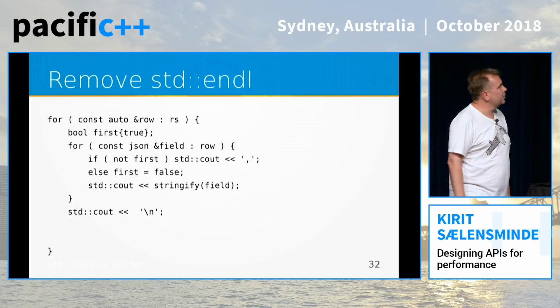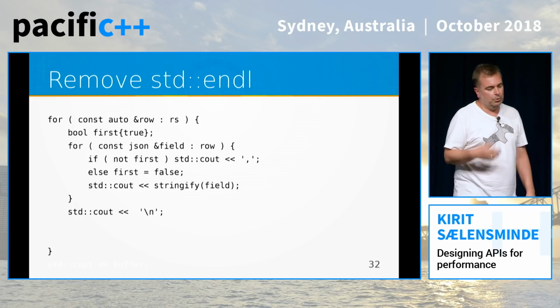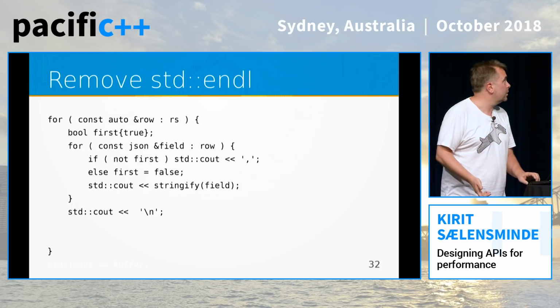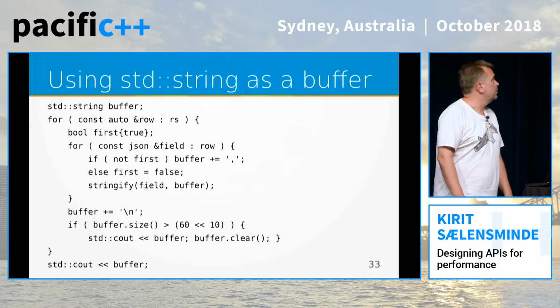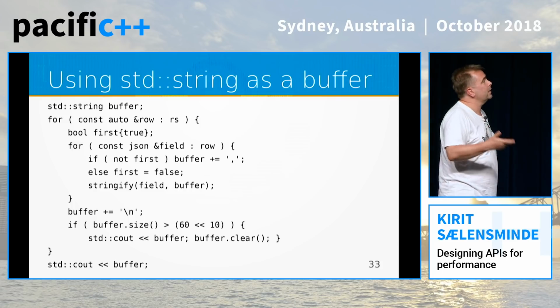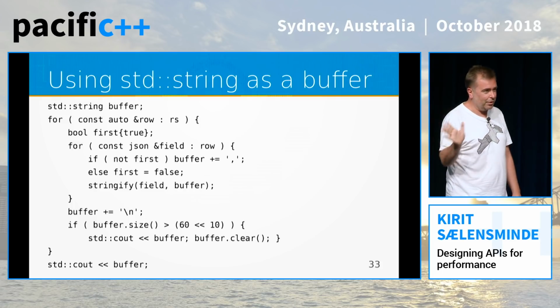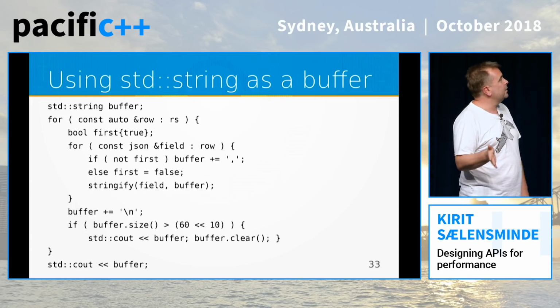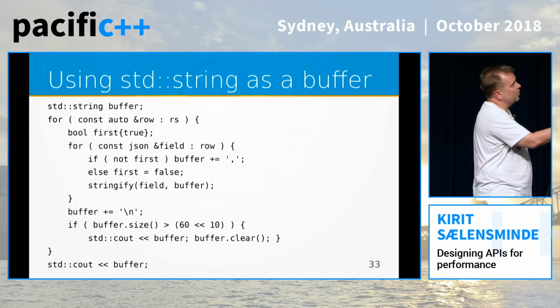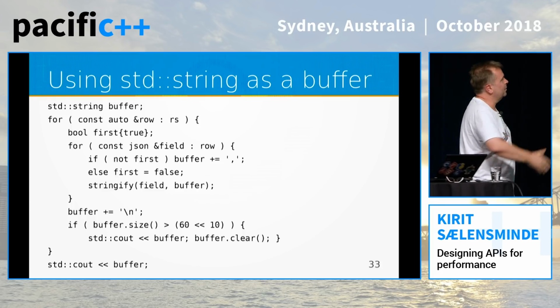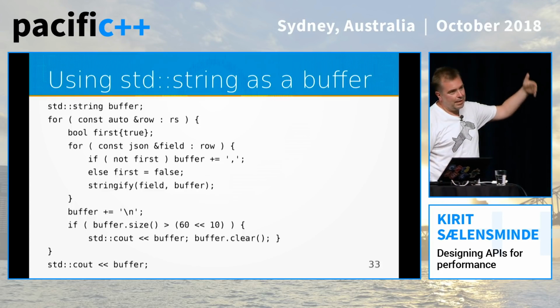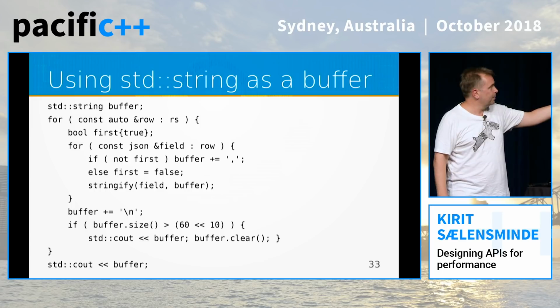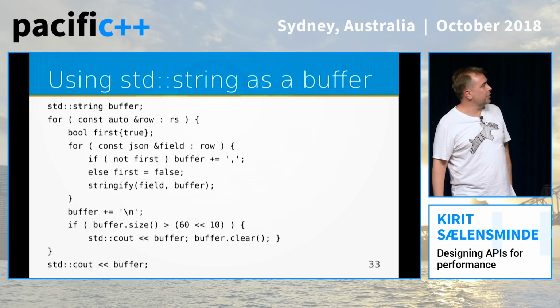OK, so this is the version that we had. And what we will do is we will convert it to this. So now we allocate a string, which we use as a buffer, and we're going to write into the buffer. So now for the comma, we add the comma to the buffer. Stringify now takes the buffer as an argument. And then we append the newline.